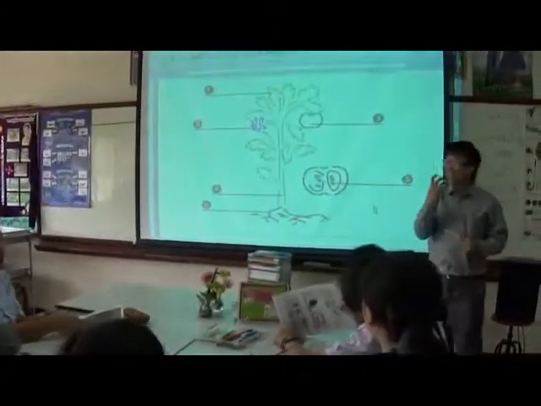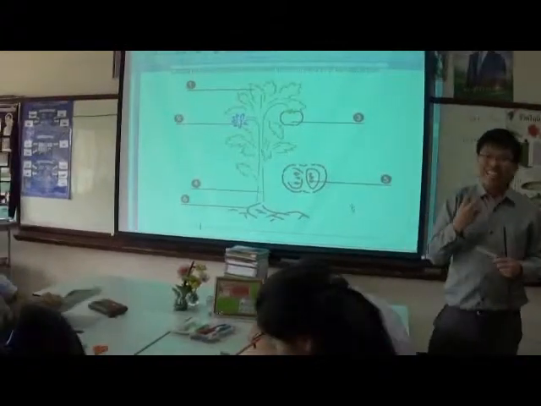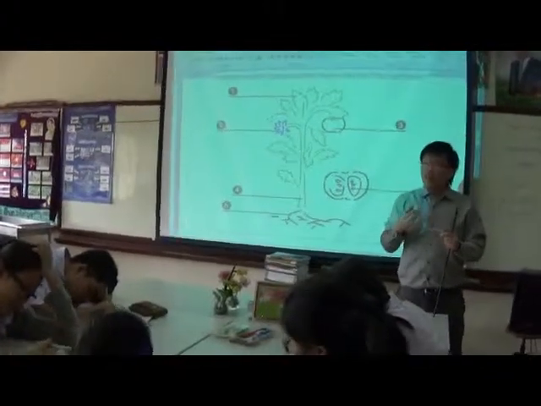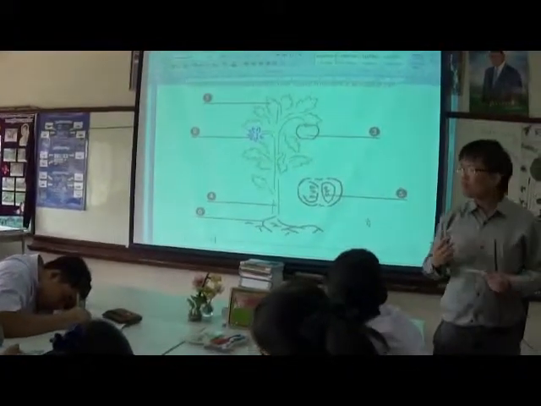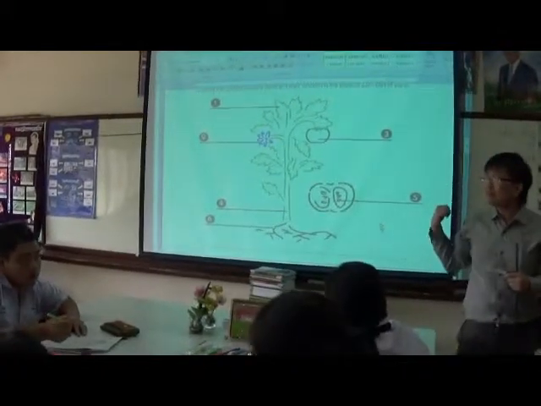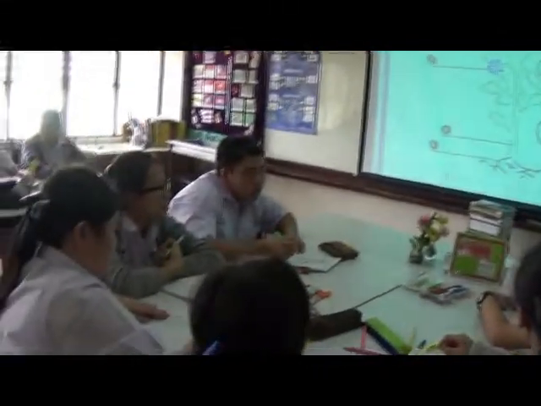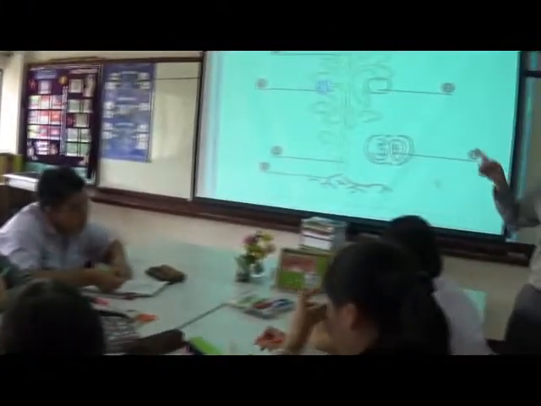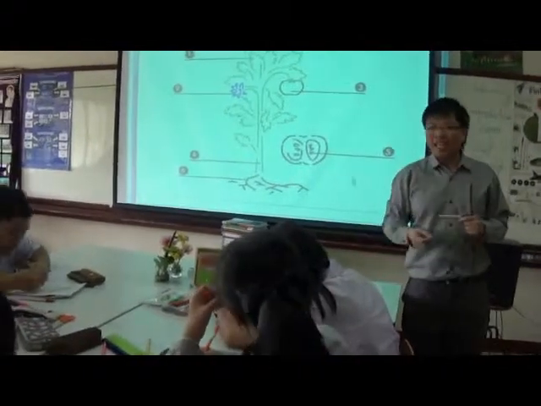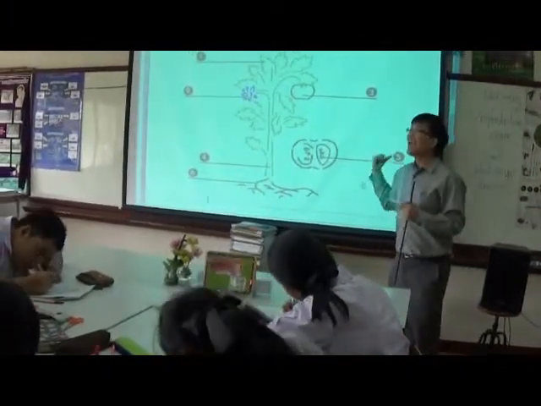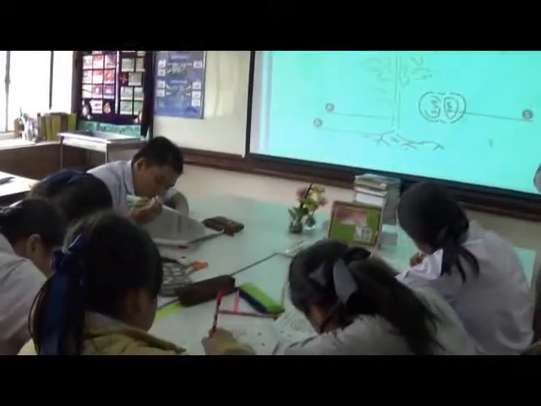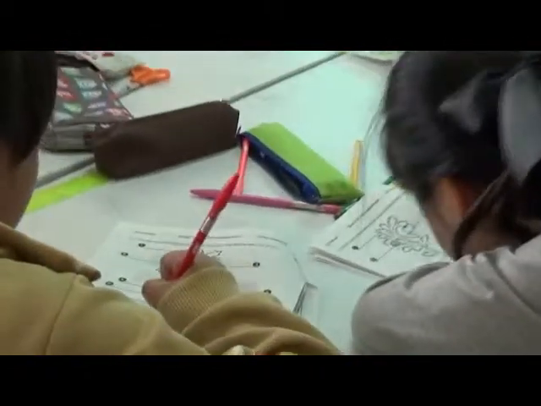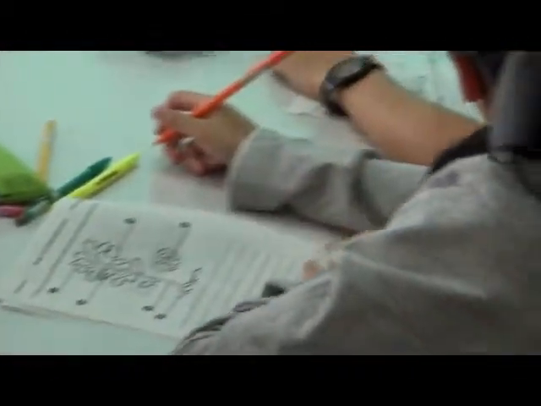The third? Eating. Okay. The fruit has a function for eating. Why are you eating? That's sweet? Yes, that's sweet. Okay. Eating because it has sugar. You write in your sheet in the answer. It has sugar. Okay. The fourth.